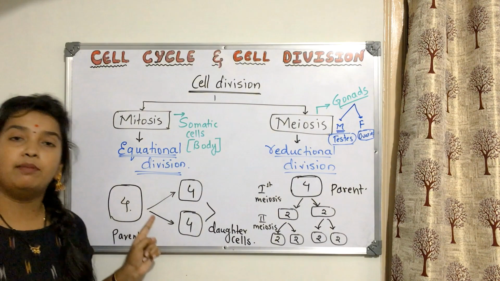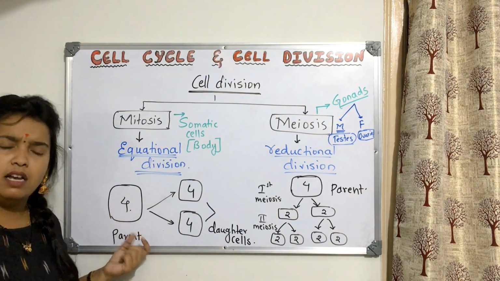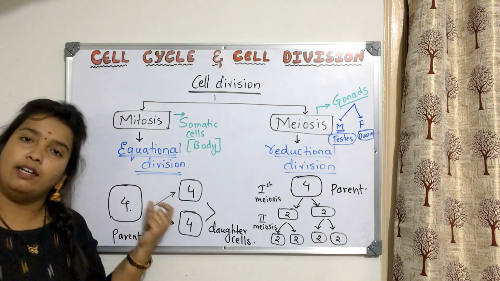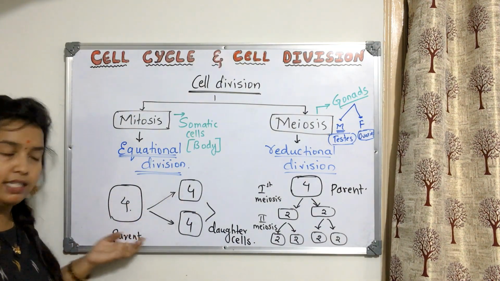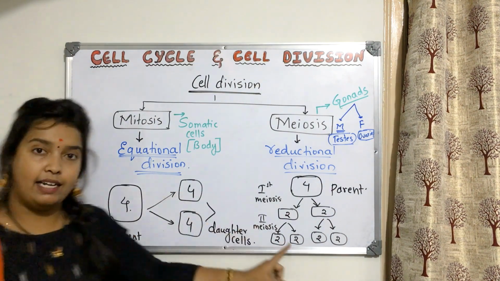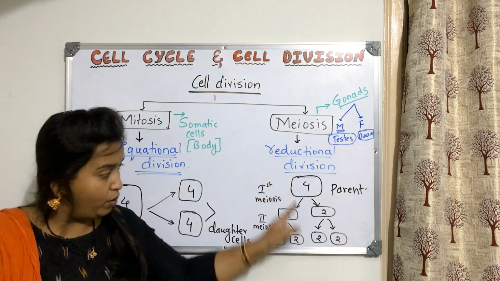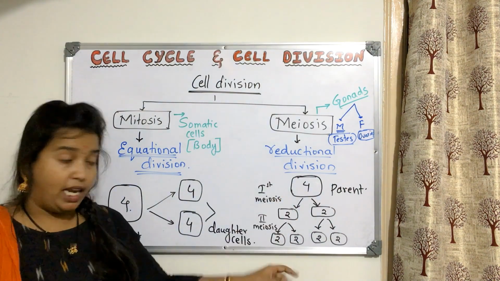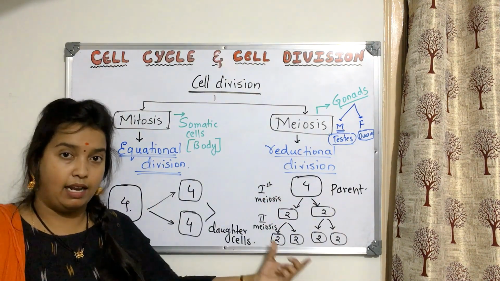Then, what happens in mitosis? It is an equational division. Whatever the number of chromosomes the parent has, the same number is found in the daughter cells. If it is 4, it will be 4 and 4. If it is 26, it is 26, 26. If it is 80, 80 and 80. But here that is not the case. One cell divides and forms 4 cells. How it forms here, you can see this. I will also show you in detail in another video, and I'll explain that.